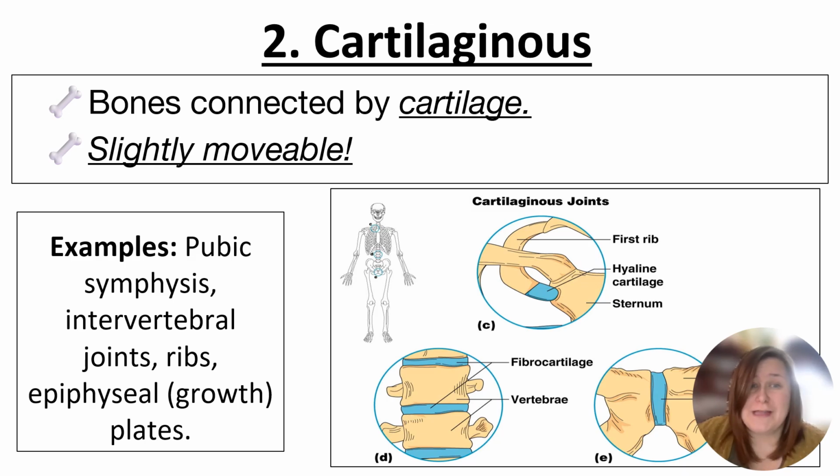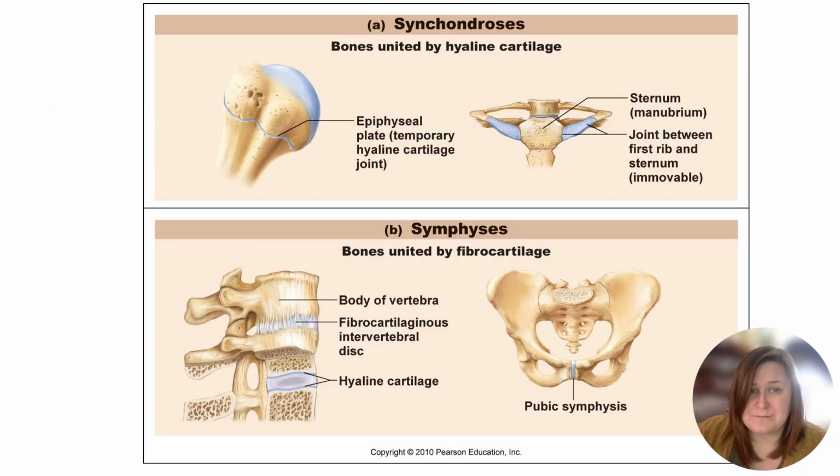We can also have cartilaginous joints. So these are going to be bones that are connected by cartilage. These are going to be slightly movable. So examples of this is going to be like the pubic symphysis, the intervertebral joints, the ribs, and the epiphyseal plates, or those growth plates that we talked about. So we're going to have two different kinds here.